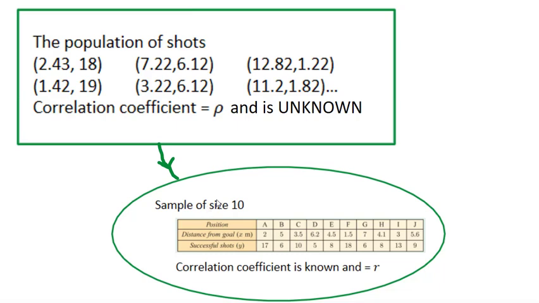So what we've done is we've got him to go from 10 different distances and shoot 20 balls. And look, if he's only 2 meters away, he gets 17 out of 20. But if he's 6.2 meters away, he only gets 5 out of 20. So this is a sample. It's only got 10 distances in it, compared to this, which has got hundreds and hundreds of thousands of different distances in it. So the sample is a very small version of the population. And the big difference is we actually can measure the correlation between these two numbers dead easily. And so this is labeled R.